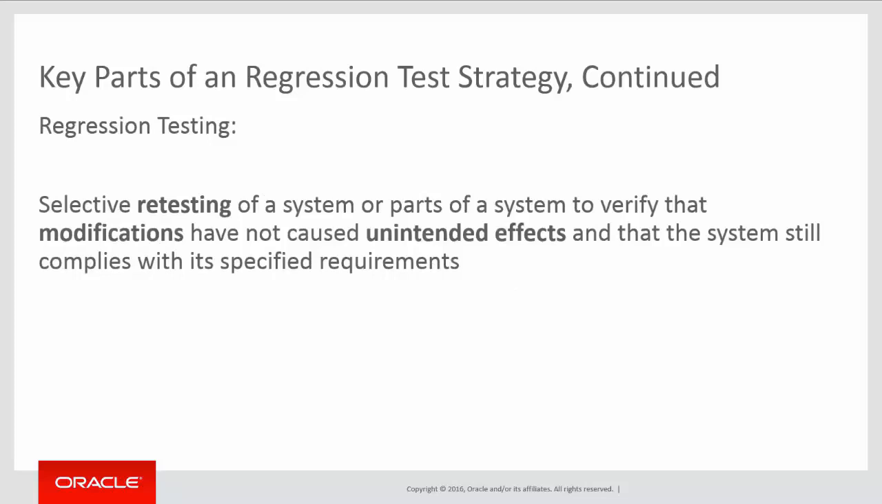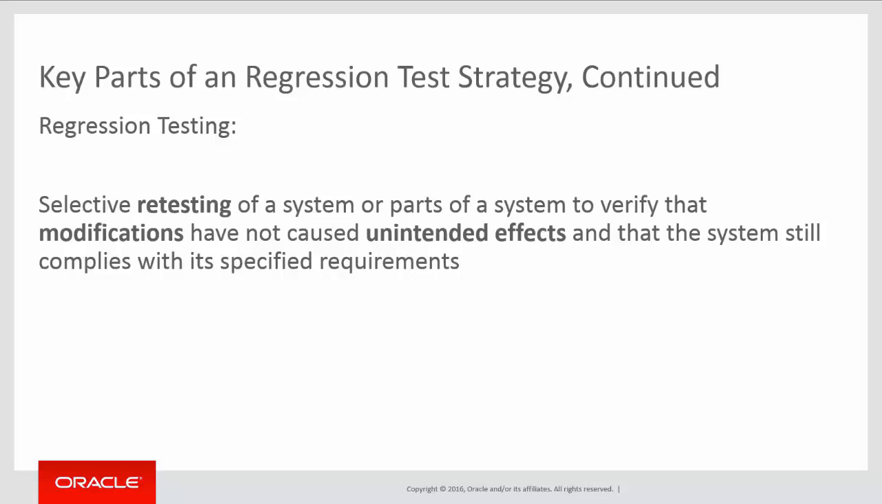Let's take a look at a definition of regression testing. This one is pulled together from a number of sources. It reads, selective retesting of a system or parts of a system to verify that modifications have not caused unintended effects and that the system still complies with its specified requirements. In other words, did applying change have any unintended consequences?